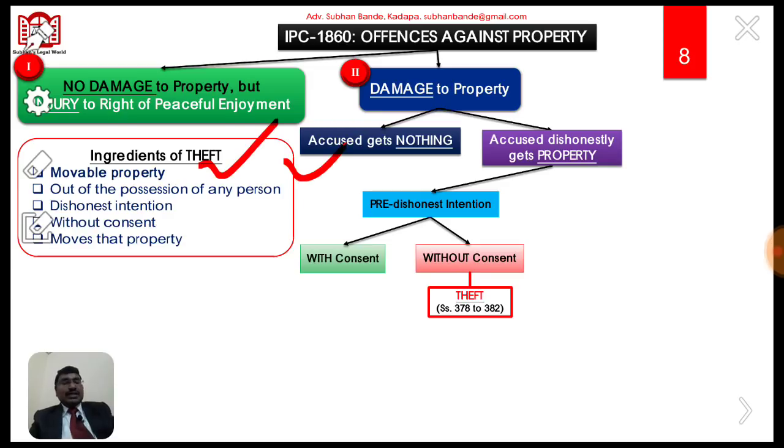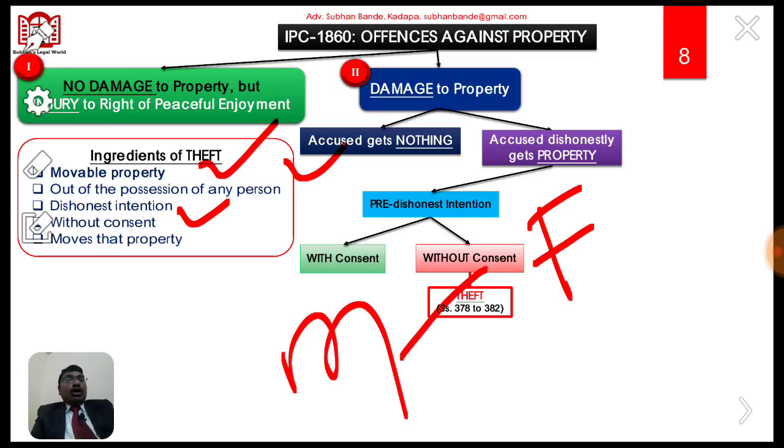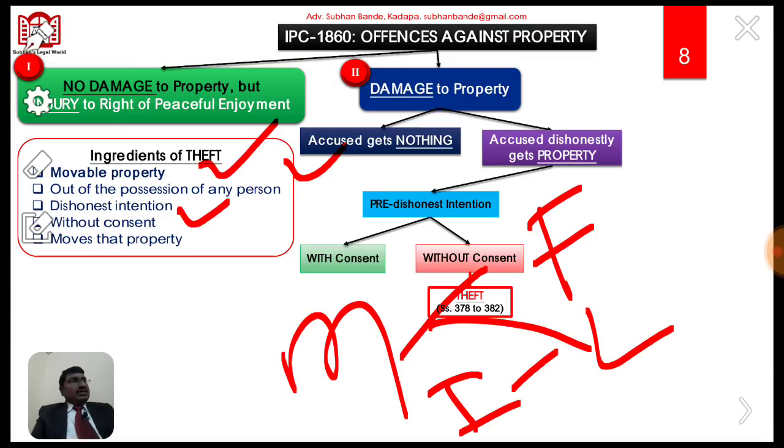Now we discussed the second ingredient. Coming to the third ingredient, dishonest intention. The dishonest intention must exist at the time of the moving of the property. When a person takes another man's property, believing under mistake of fact, or ignorance of law, or mistake of law, then he is not guilty of theft, because there is no dishonest intention in his mind. There is no dishonest intention in his heart, even though he may cause some wrongful injury to such person.